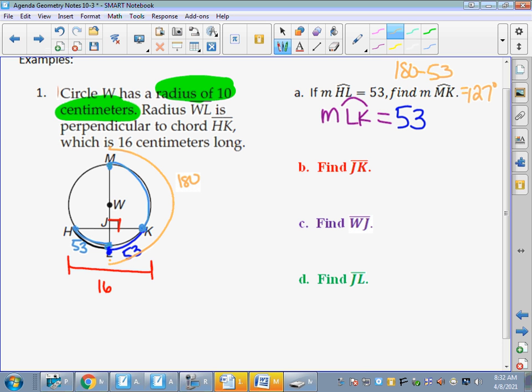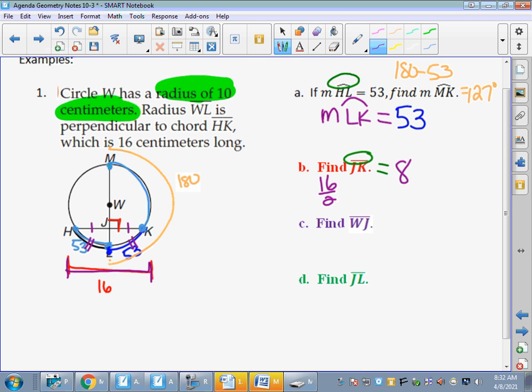Letter B, it says to find segment JK. Notice, be careful, watch for arcs and watch for segments. Segment JK, well, this one we sneakily know, because if this whole chord we said was 16, the whole theorem behind this is that if it's perpendicular, these two guys are congruent to each other for the arcs, and these segments are congruent to each other. So the whole chord is 16, half of that would be 8. So JK will be 8, and JH will also be 8.